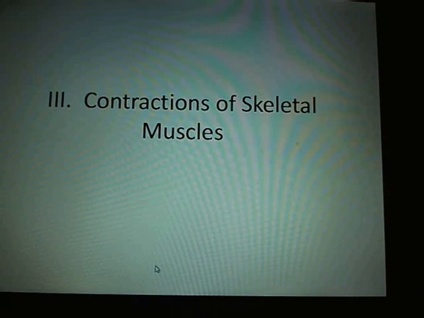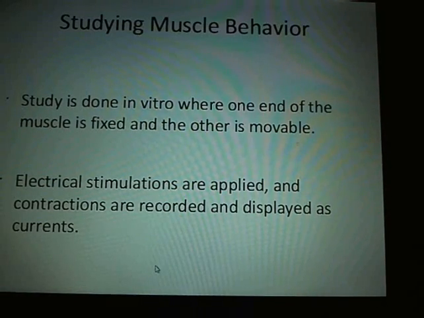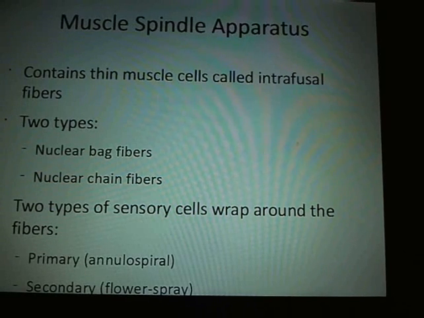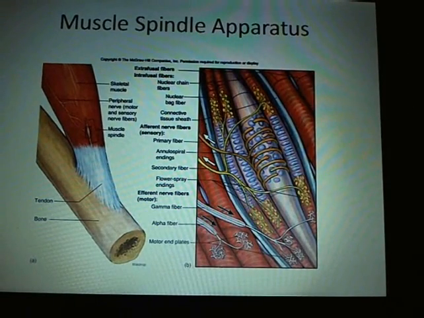Okay, contraction of skeletal muscles. In studies done in vitro, one end of the muscle is fixed, the other is movable. Electrical stimulation is applied. The muscle spindle apparatus contains thin muscle cells called intrafusal fibers. You have nuclear bag fibers and nuclear chain fibers. You have two sensory cells that wrap around the fiber, primary and secondary. Here's a picture of the muscle spindle apparatus.